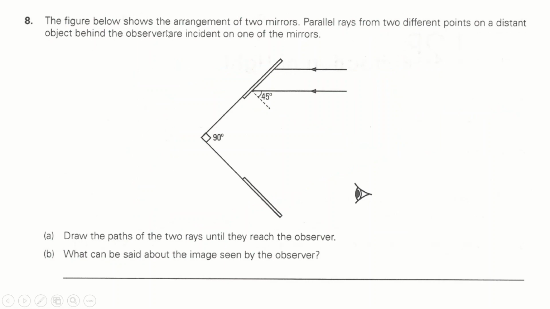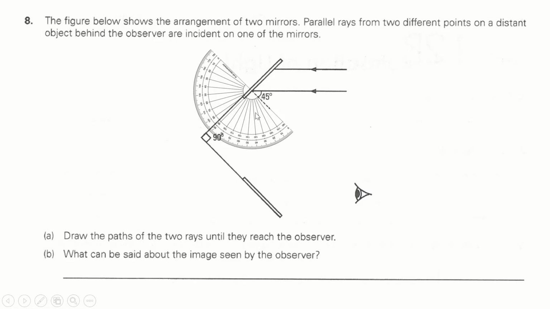I got a figure below showing the arrangement of two mirrors here. So I got two mirrors, so parallel rays from two different points on a distant object behind the observer are incident on one of the mirrors. So what it says is that the objects are here. So how do I draw the path of light rays?